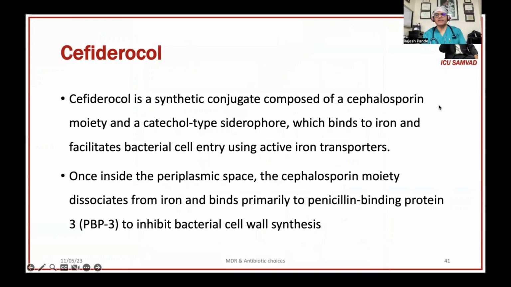And lastly, a bit about the newer molecule. Cefiderocol is a synthetic conjugate which is composed of cephalosporin moiety and a catechol type siderophore. Now, this will bind to iron, and this will facilitate bacterial cell entry using active iron transporters. Once it enters the periplasmic space, the cephalosporin moiety will dissociate from iron, and this will bind primarily to the penicillin binding protein, and then it will inhibit bacterial cell wall synthesis. That is how it works.